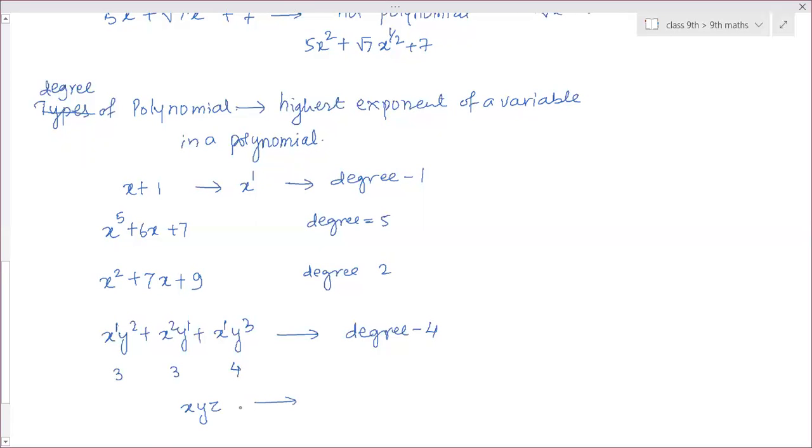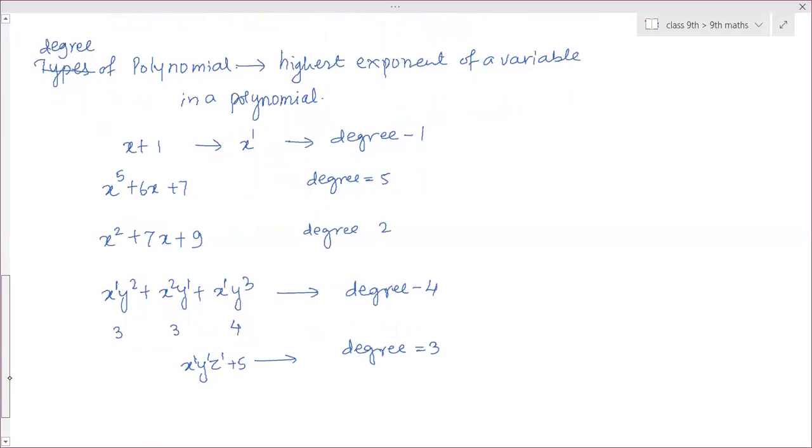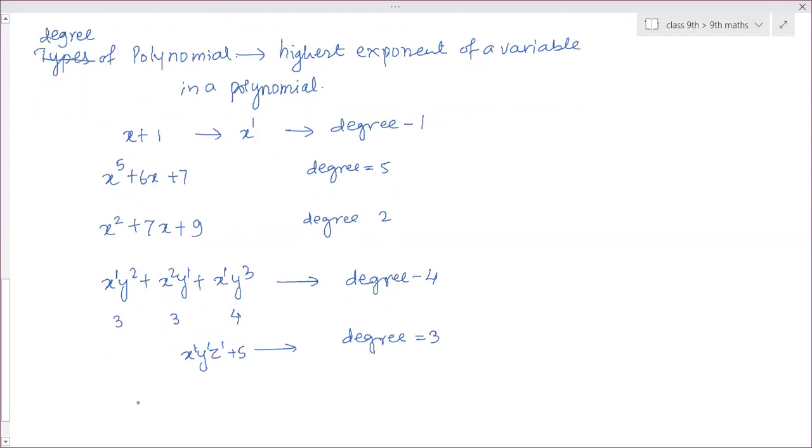Now in this expression, 3, 3, 3. So the degree is 3. It's 3 because this is 1, 1, 1, so the sum is 3. Is it clear? Yes, ma'am. What is the degree of this? 0. So 7 is written, that means it is 7 x to the power 0. So the degree is 0. Clear? Yes, ma'am.